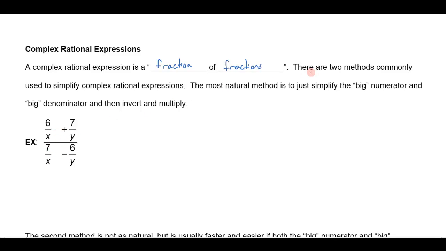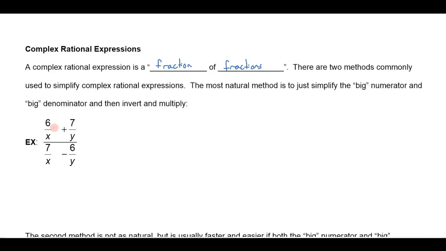And there's two methods commonly used to simplify complex rational expressions. The most natural method is to simply simplify the big numerator, so here's the big numerator, and simplify the big denominator by getting a common denominator so that these two fractions become one fraction. Then I'll have one fraction divided by another fraction, and then you can just invert and multiply.